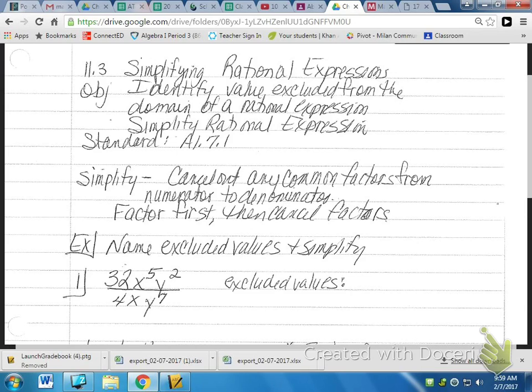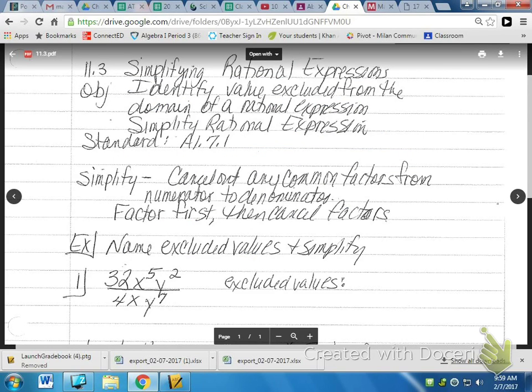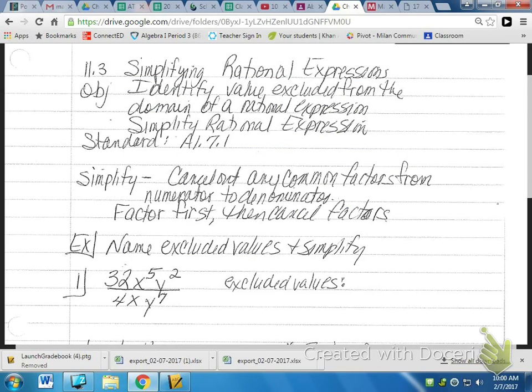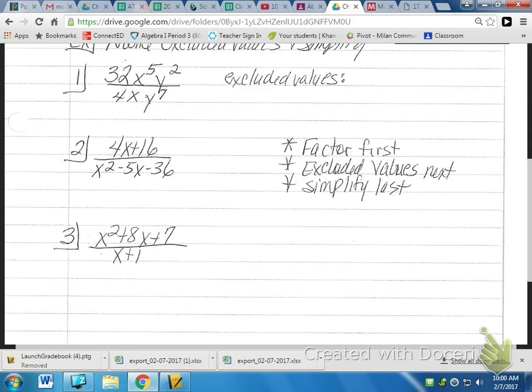Okay, so what we are doing is we are simplifying. You cancel out any common factors from the numerator to the denominator. You should always factor first and then cancel out any factors. We also have to name excluded values and then simplify. So if we're looking at this first part, you guys really could do this back in pre-algebra with the exception of the excluded value part.